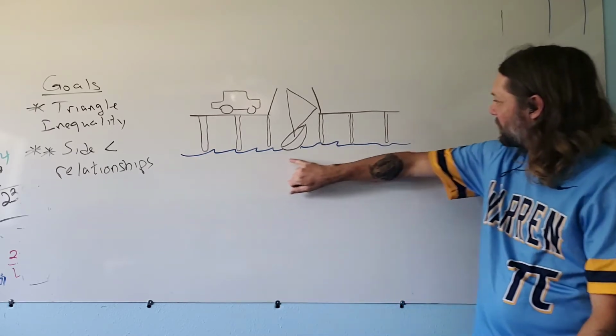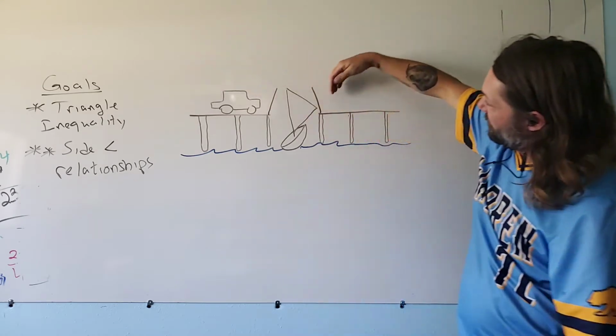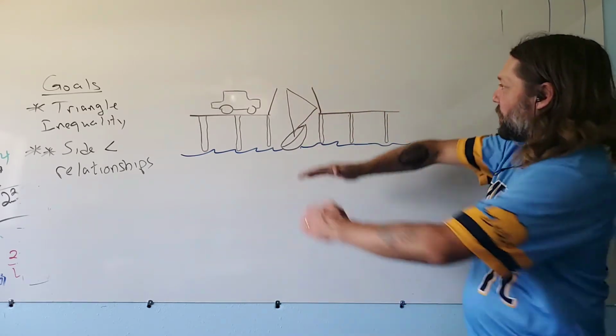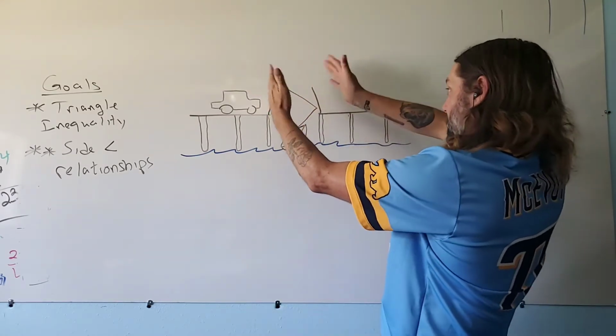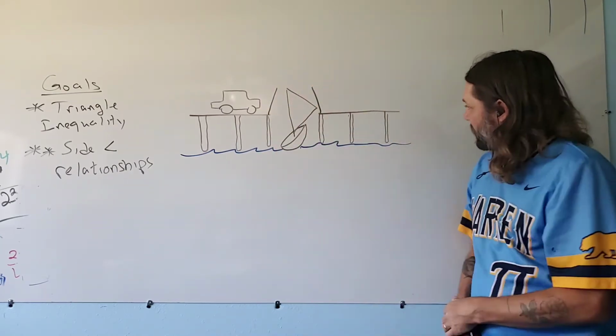The blue is supposed to be water. This is a bridge. There's a sailboat coming through what's called a drawbridge, where the parts of the bridge actually move, and there's a car waiting to proceed.